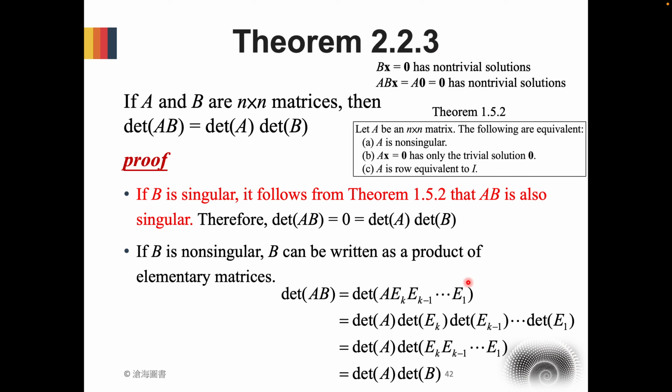So you need to very carefully look at the proof from sentence to sentence to make sure you really understand why we can go from this statement to another statement. So let's explain this in Chinese again.